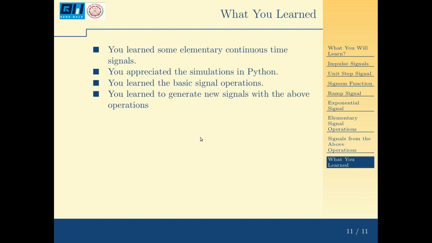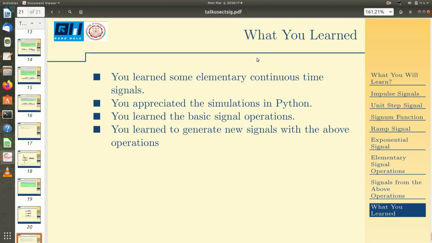Now coming to the end, the summary of understanding. Here you learned some elementary continuous time signals. Then you saw the impulse function, the ramp function, the exponential function, etc. Then you appreciated the simulation in Python. Then you learned the basic signal operations. Then you learned to generate new signals with these operations. And that is the end of this presentation. Thank you all.